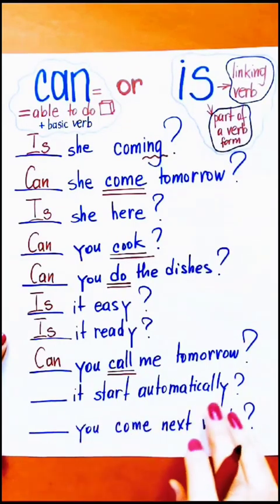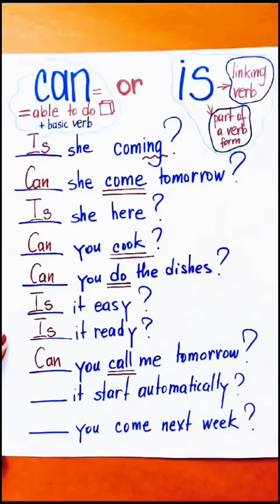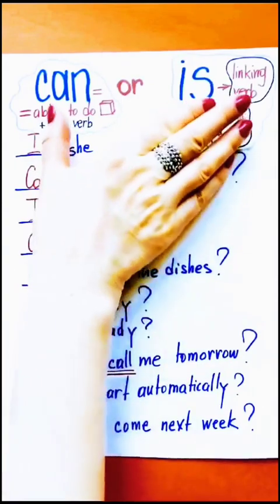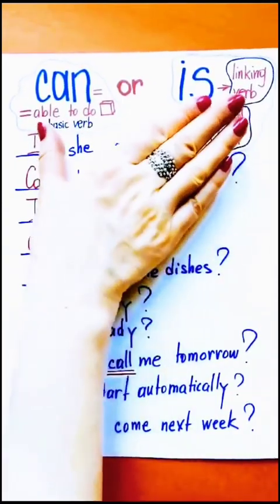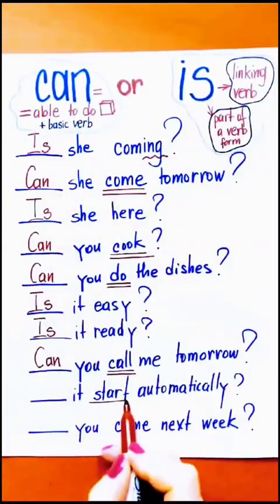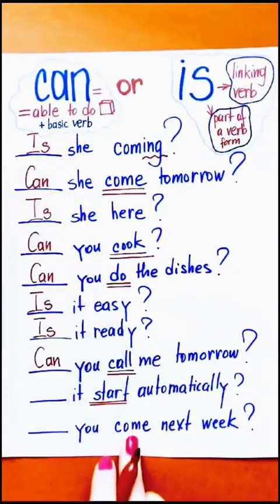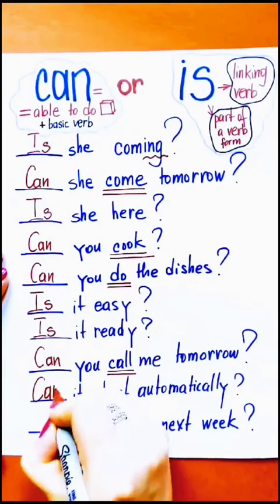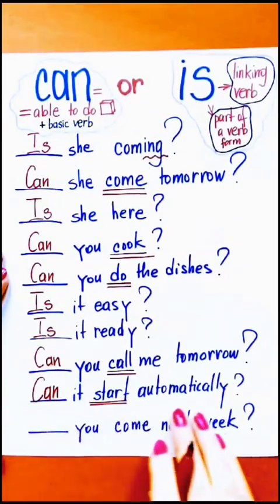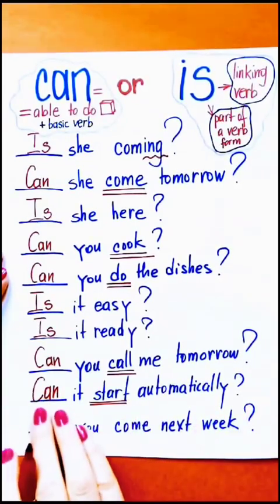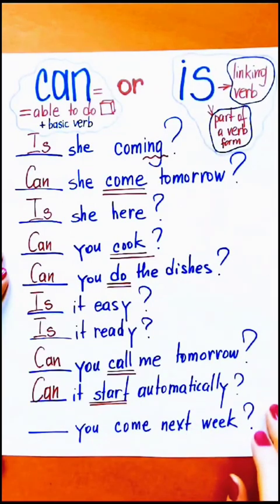It start automatically. Can or is? We have start, which is a basic verb. So use can. Can it start automatically?